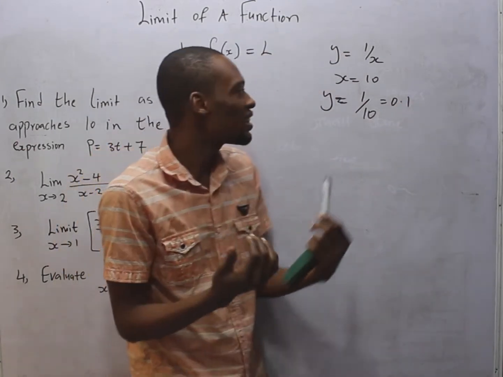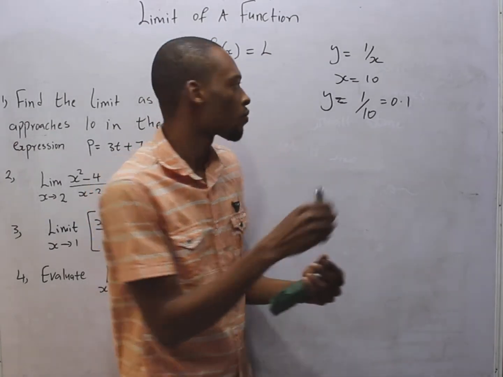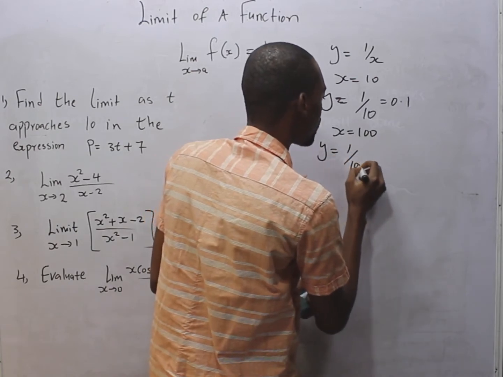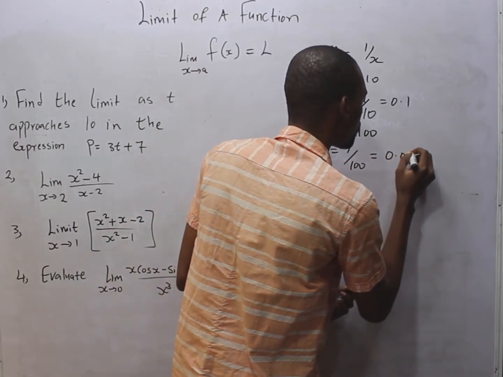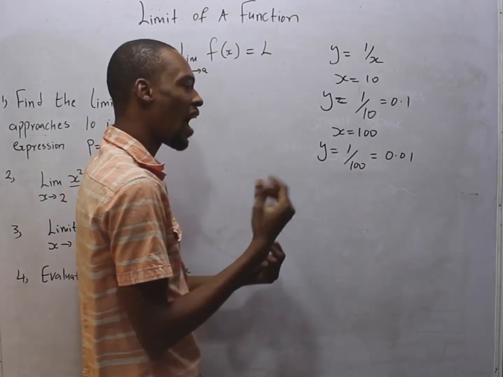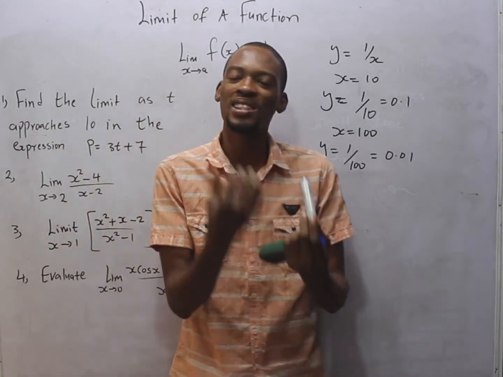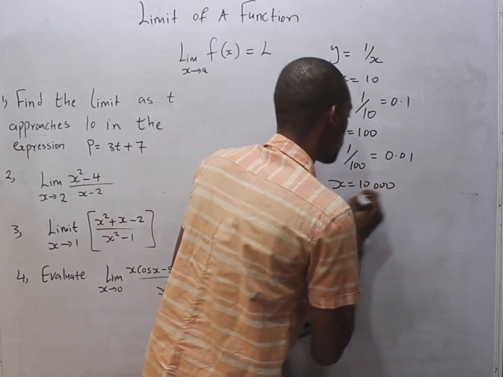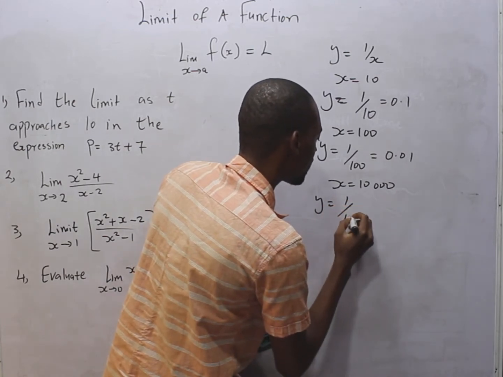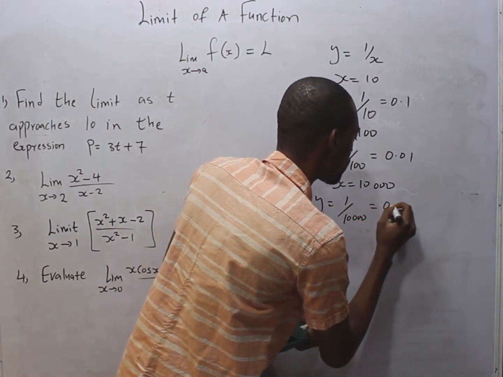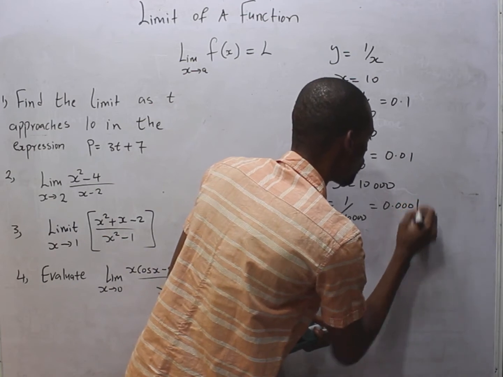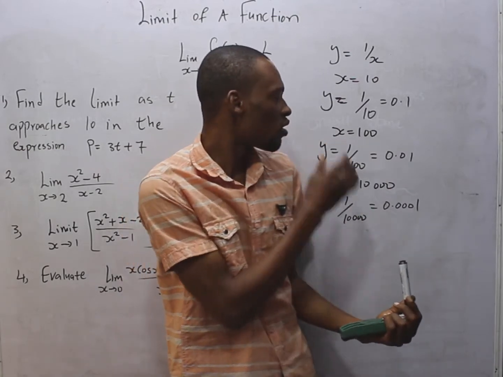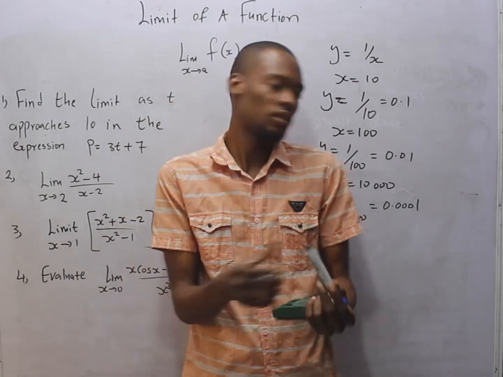How about we increase s to 100? If s is equal to 100, y is equal to 1 over 100. That is 0.01. How about we say let s be equal to 10,000? If s is equal to 10,000, y is equal to 1 over 10,000. This is equal to 0.0001.